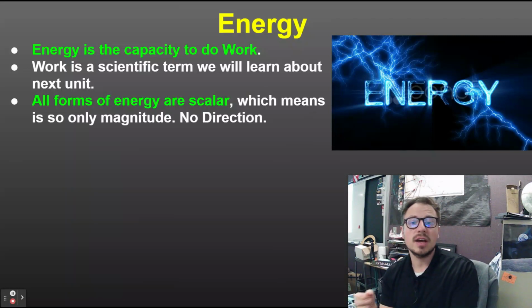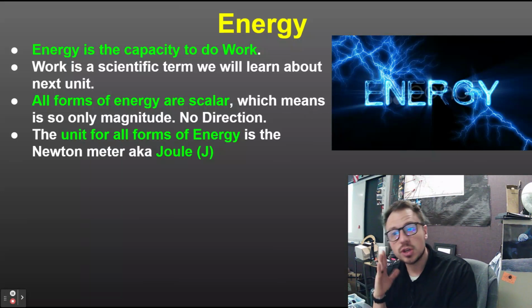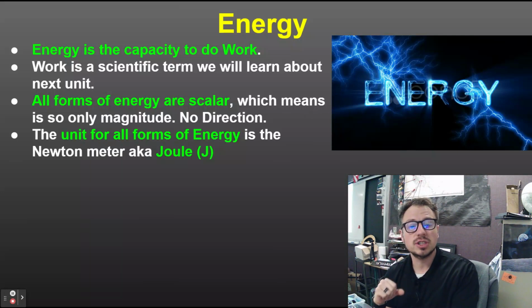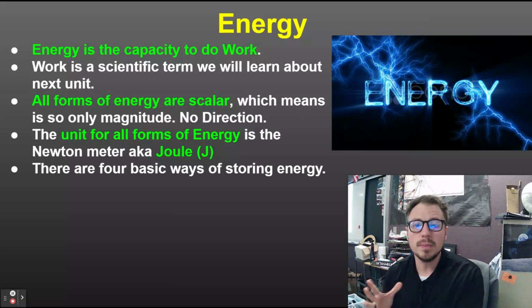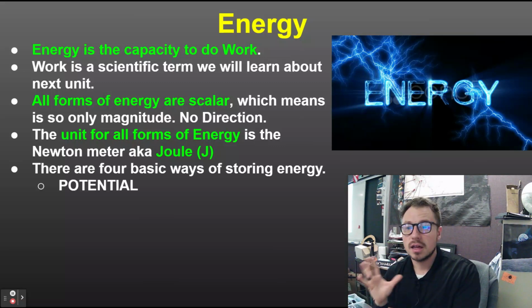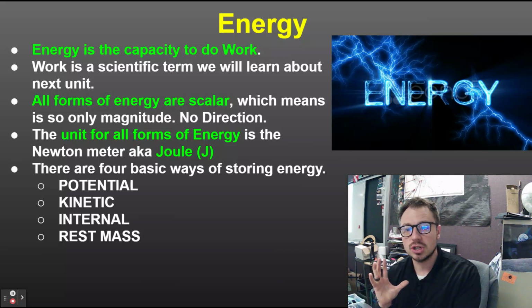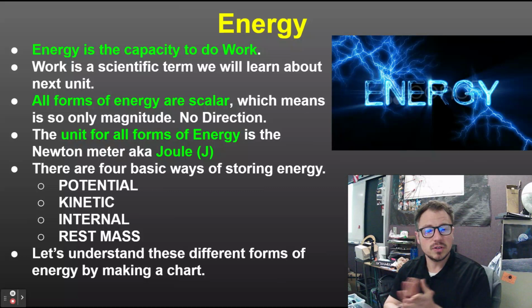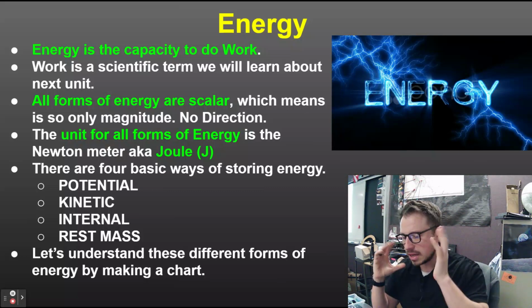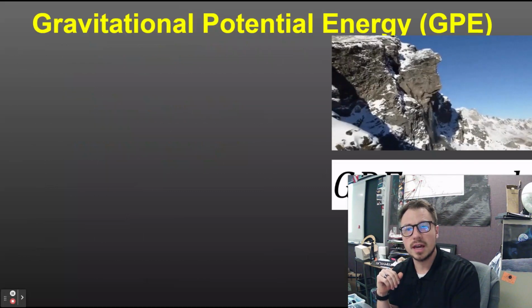Now, all forms of energy are scalar, which means only magnitude, no direction. Now, the unit for all forms of energy is the joule, and it's represented by the capital J. Now, there are four basic ways of storing energy: potential, kinetic, internal, and rest mass. Now, these are split off into different categories as well, but these are the main four ways of storing energy.